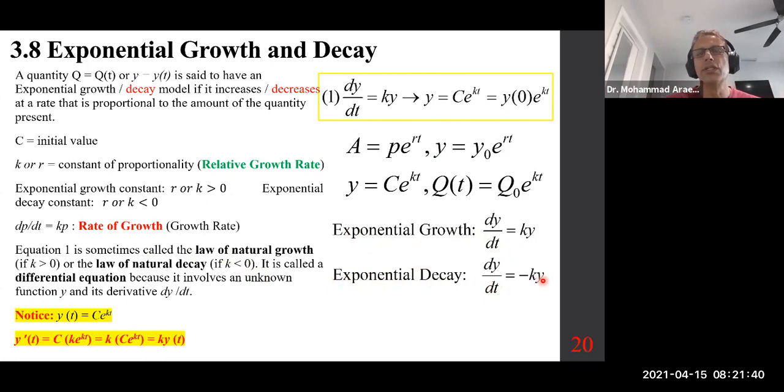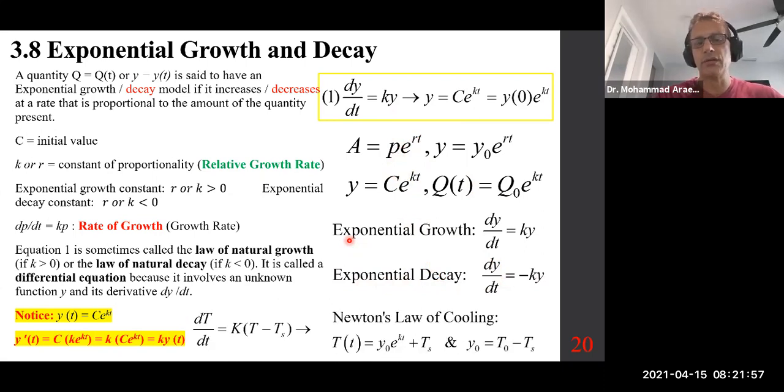You could use the same formula for both. Automatically, when you go through the process, the exponent becomes negative for the decay and positive for the growth. We also have Newton's law of cooling, which tells us the temperature at time t is y sub 0 e to the power of kt plus T sub s, where y sub 0 is T sub 0 minus T sub s. T sub s is the surrounding temperature, and T sub 0 is the initial temperature. So y sub 0 is the difference between the initial temperature and the surrounding temperature.